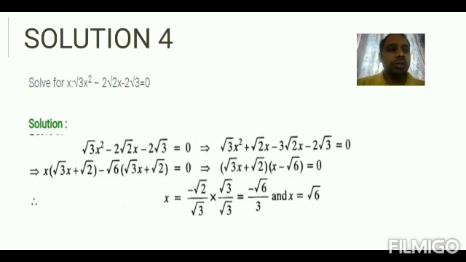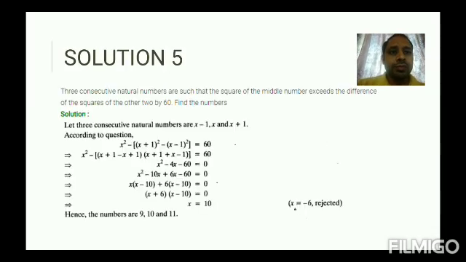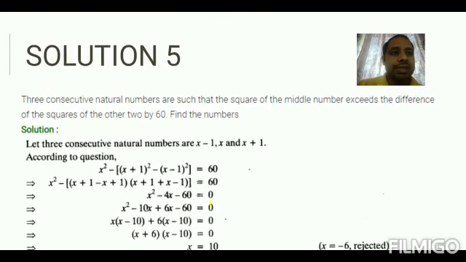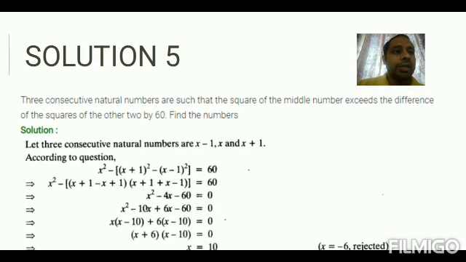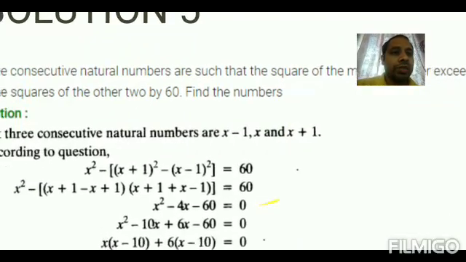Okay, moving to the solution of the last question of the homework. In this one, 3 consecutive natural numbers are such that the square of the middle number exceeds the difference of the squares of the other two by 60. Find the numbers. Let the 3 consecutive numbers be x minus 1, x and x plus 1. The first number is x minus 1, the second number is x, and the third number is x plus 1.